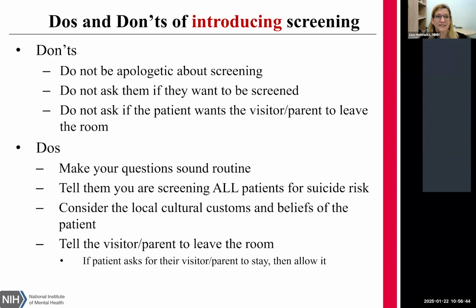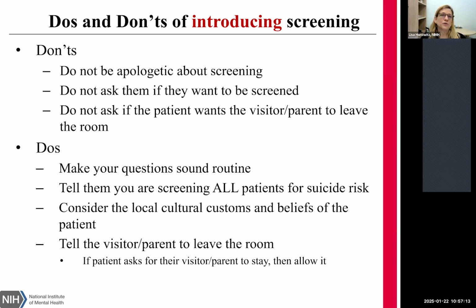It's already stigmatized. We don't ask people, would you like to be screened for suicide? Don't ask them that. Just screen. Just like you don't say to somebody, do you want me to take your blood pressure? Do you want me to take your temperature? This is like a vital sign. We just do it. Just like we don't ask the patient if they want the visitor or parent to leave the room, we just tell them very politely to leave the room.